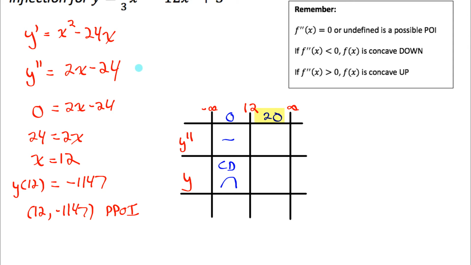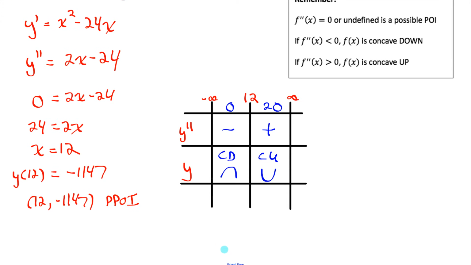If I plug 20 into the second derivative, I would get positive 16, so positive, which means in that interval the function is concave up, which means it looks like this. So notice the function changes from concave down before an x value of 12 to concave up after an x value of 12, so that means at 12 there must be a point of inflection. So point of inflection at the point 12, negative 1147.